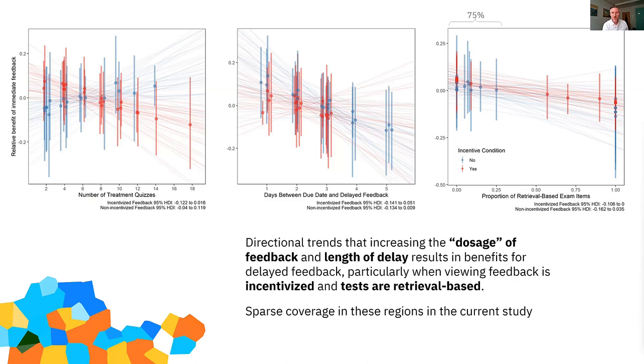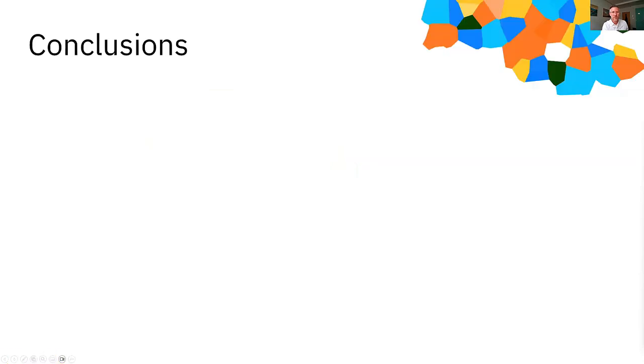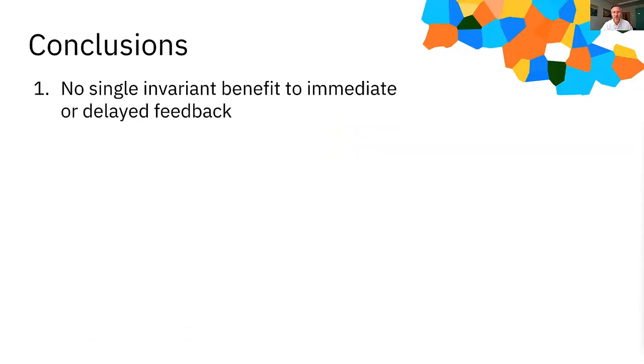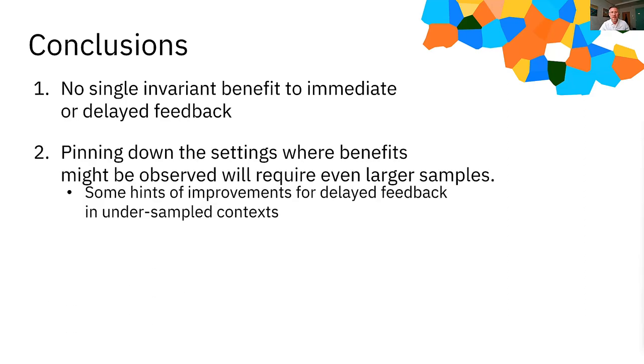So I want to make some conclusions. First, I'll say that there doesn't seem to be a single invariant benefit to immediate or delayed feedback. So it's kind of that Tal Yarkoni was right. It might be the case that when we describe an effect, we're describing something that doesn't exist. And that instead, you might observe some effect here and you might observe some effect there, but there's no global effect that we should be expecting to observe in any individual experiment.